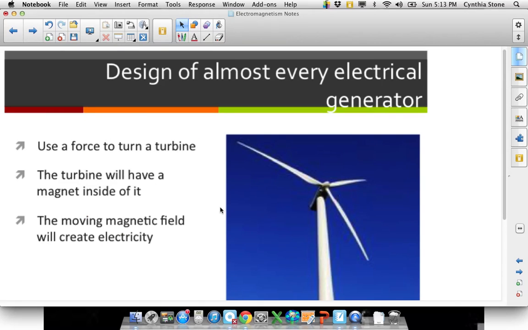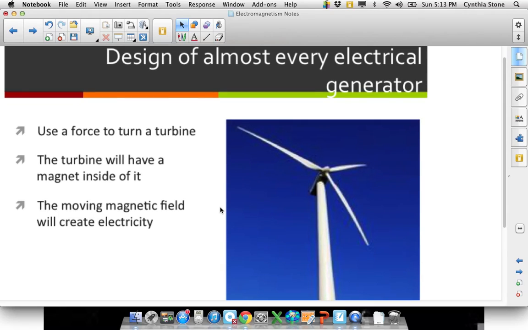So most electricity generators use this principle. Some force causes a turbine to turn, and imagine this is the turbine in here. The turbine will have a magnet inside of it and a coil, and that moving magnetic field will create electricity in the coil. So inside of here it should look just like a motor. I've got a fixed magnet, I've got a coil, this thing spins, I generate electric current, and that's why it works. If it wasn't moving, I could just have the windmill without spinning and create electricity, but it just doesn't work that way.